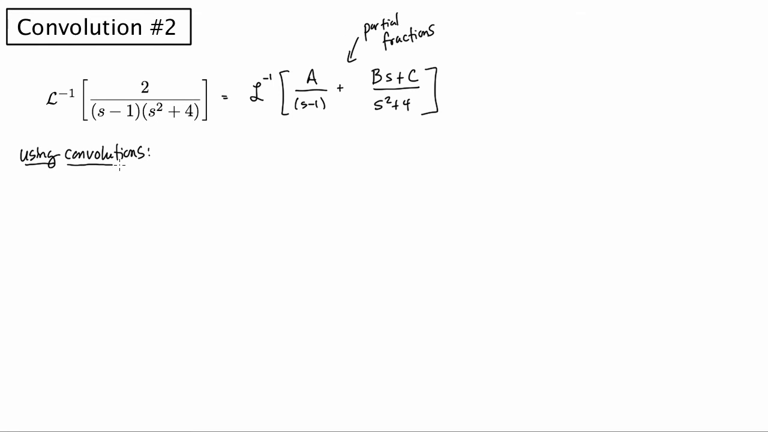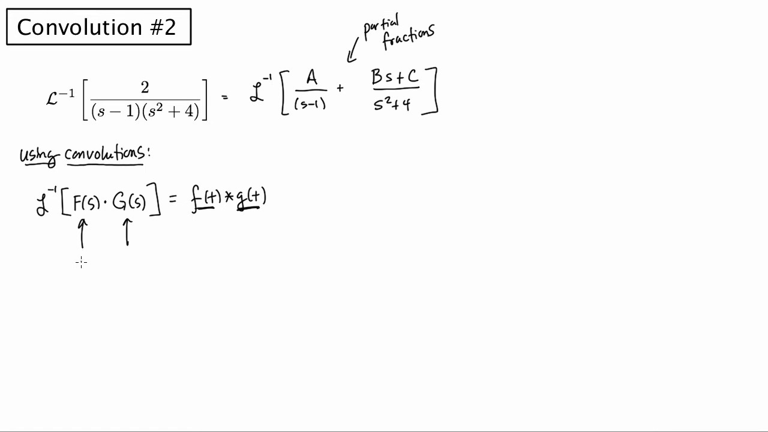Well, the essential way in which it's different is I want to think about the left-hand side of this as being some f of s times some g of s, and then the answer will just be f of t convolved with g of t. So the question is, what is my f of s and what is my g of s up here? Well, I need to pick f of s and g of s. I need to pick the factors here so that I easily recognize their inverse transforms, little f and g.